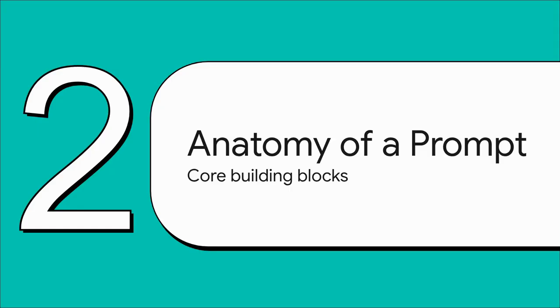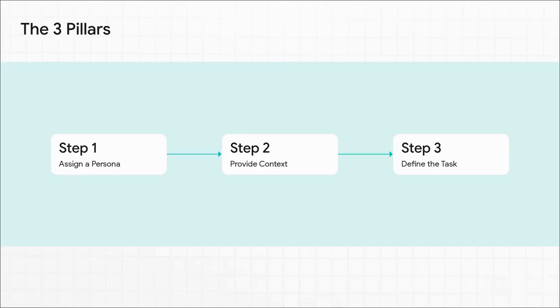Okay, so if it's all about better instructions, how do we actually do that? Well, we start by building a better prompt. A truly great prompt isn't just a question. No, it's a structured request, and it has 3 core building blocks. These 3 right here, these are the pillars of a powerful prompt. You start by assigning a persona, which basically tells the AI who to be. Then you provide context, that's the background info. And finally, you define the task, the very specific thing you want it to do. Let's dig into each one.